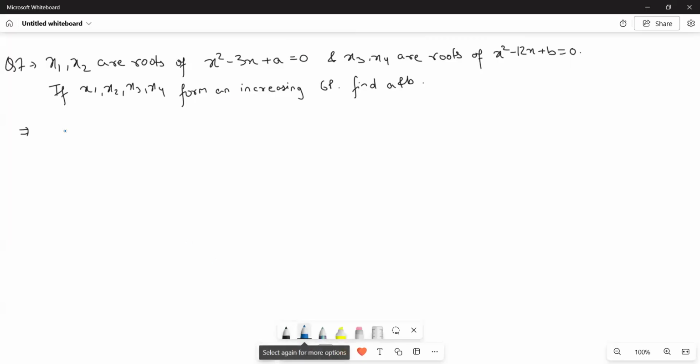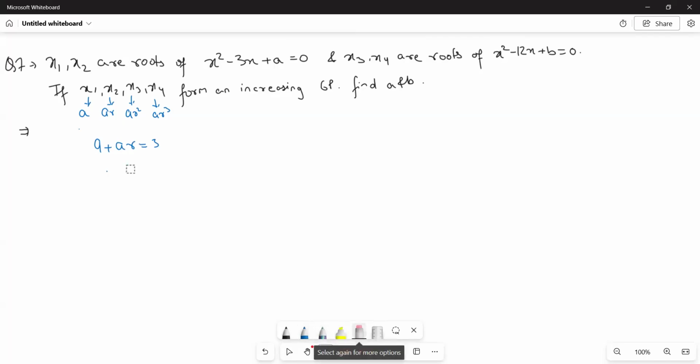So we solve this one like this. X1, X2, X3, X4 form an increasing GP. So we can consider them as A, AR, AR square, AR cube. Now, considering that X1 and X2 are the roots of the first equation, we'll get A plus AR is equal to 3. And the product is already given.